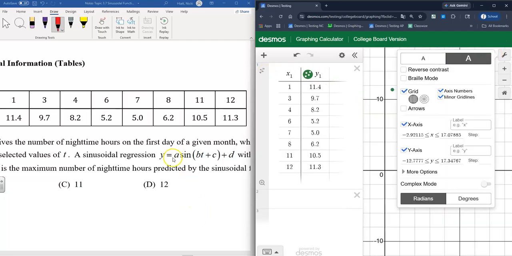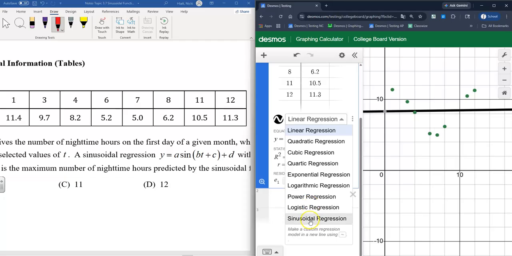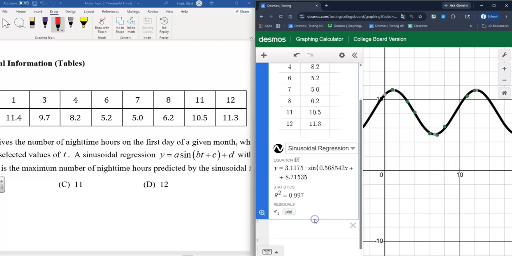Oh gosh, I also do not like that, it doesn't really matter so much. If I do a regression here, sinusoidal regression is an option. Do notice something here. Look at the y equals right here. What do we usually see different inside of this set of parentheses? Usually we have an extra set of parentheses around t plus c, right?